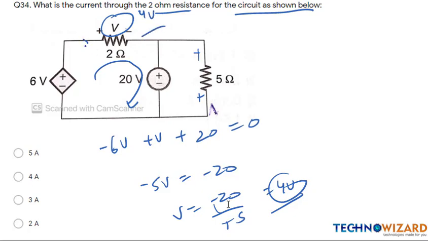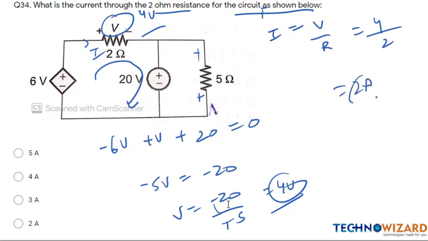Okay. Now you have to find the current. Current flowing through this will be I is equal to the voltage across the 2 ohm resistance, that is V upon R. R will be 2 ohm and voltage will be 4, that we have already found. Therefore I will be current 2 ampere here. Option D is the correct answer.